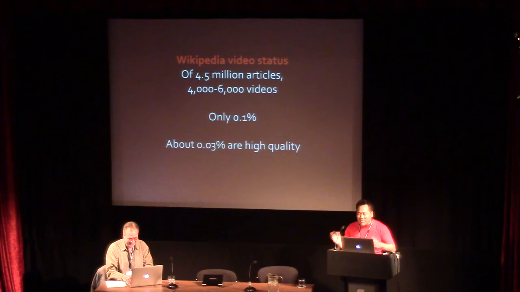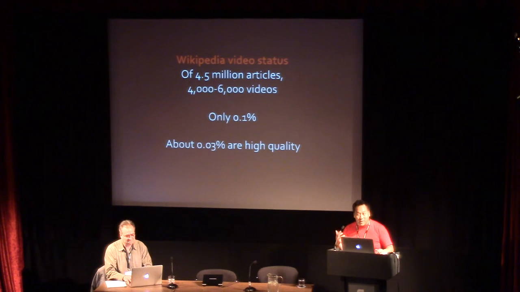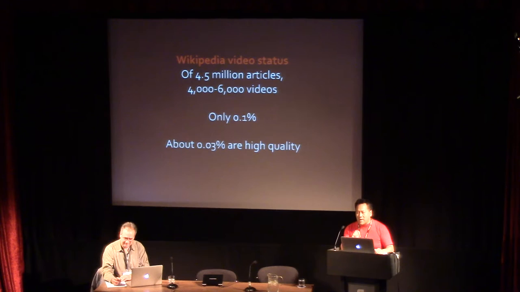So the rough number, it's actually not easy to count because you don't have a great description of what is video. If it's an OGG, is it audio? Is it video? Are animated GIFs videos? There's plenty of animated GIFs, but would you call them video? Not sure. So somewhere between 4,000 to 6,000 videos are in the English language Wikipedia, in terms of embedded in articles. That's only about 1.1%, and if you do a spot check, if you randomly check these videos, they're actually not very good quality.